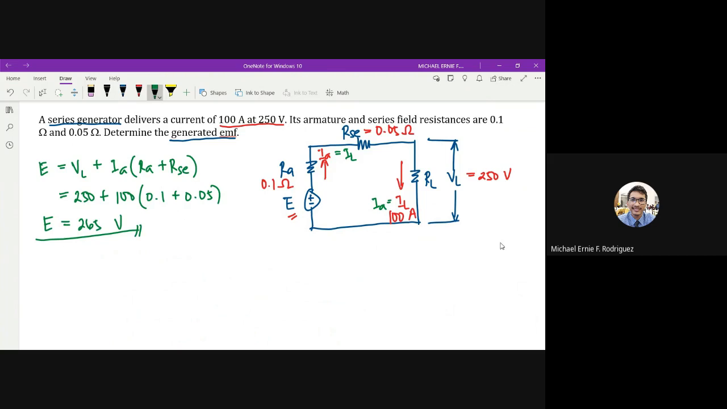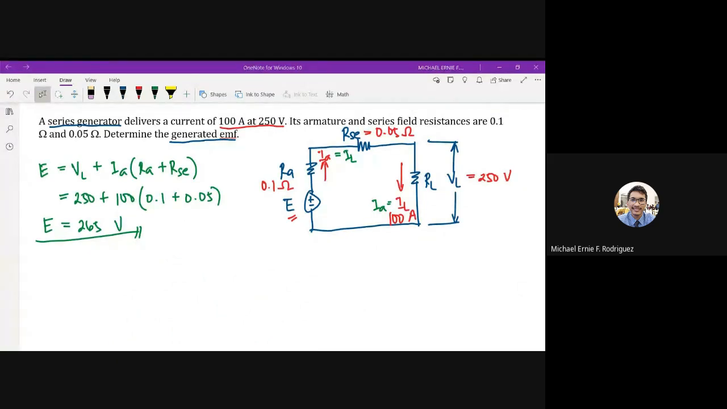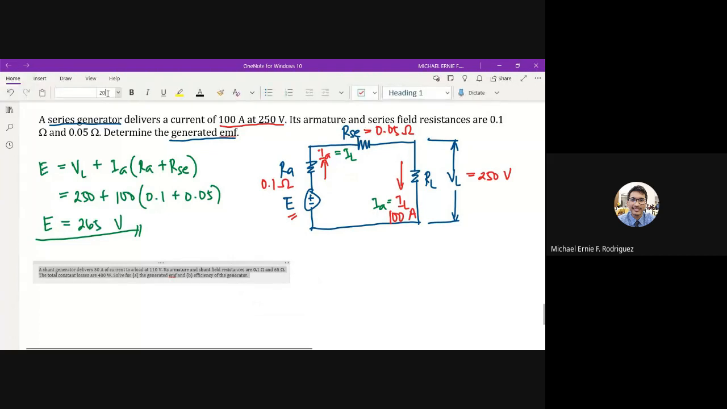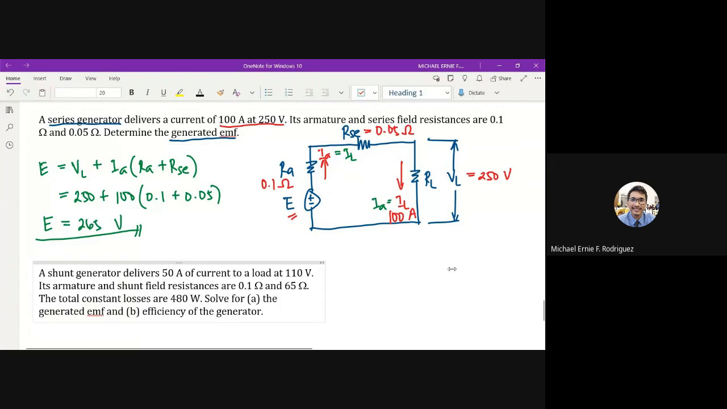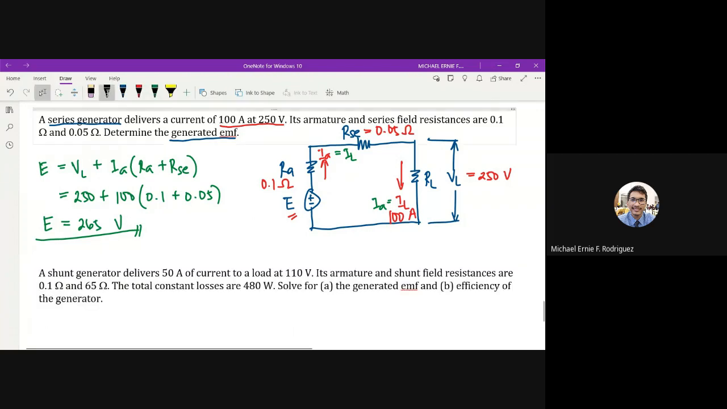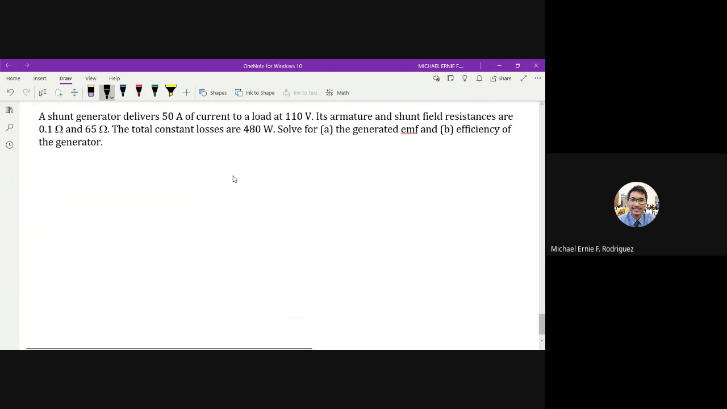Okay. Last two problems tayo before we end yung ating session. Sunod natin yung sa shunt generator. Ito yung problem. Okay, so ito yung gamitin natin. Ito yung problem natin for the next one, sa shunt generator.